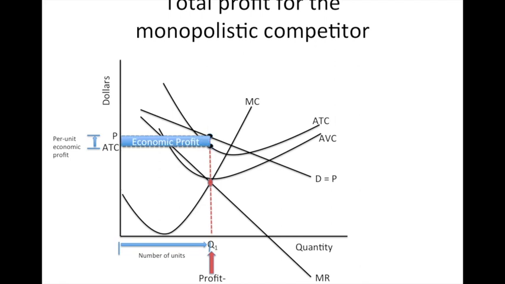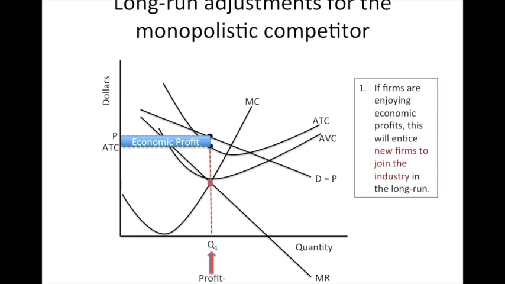Now, when the monopolist was making economic profit, the monopolist knows that they can enjoy those economic profits without them being challenged. But for the monopolistic competitor, they're not going to be able to enjoy that. They're going to have a situation where other firms are going to join the industry in the long run because it's relatively easy to get into the industry, like into ramen.